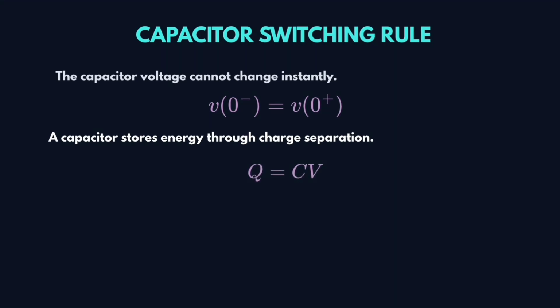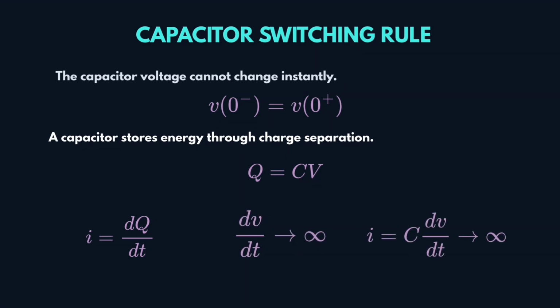To change voltage suddenly, charge must change suddenly, but I equals dq by dt. A sudden voltage change means dV by dt tends to infinity. Therefore, I, which is C into dV by dt, also tends to infinity. An infinite current pulse would be required. In real circuits, this cannot happen. Therefore, capacitor voltage is continuous. Before switching, if capacitor voltage is 5 volt, immediately after switching, capacitor voltage is still 5 volt. The capacitor remembers its previous voltage, but current can change instantly.